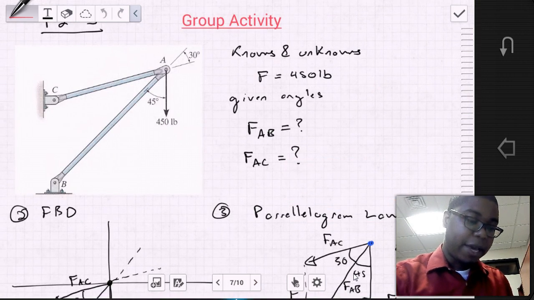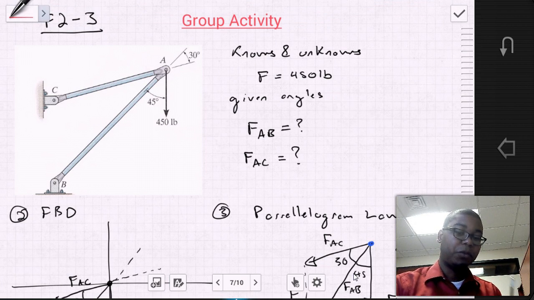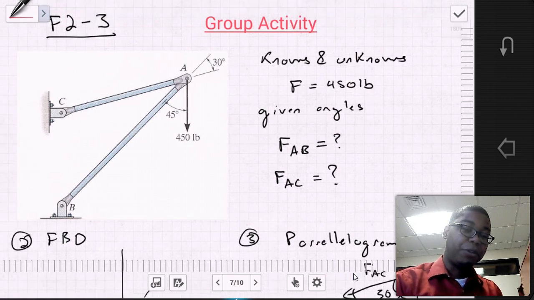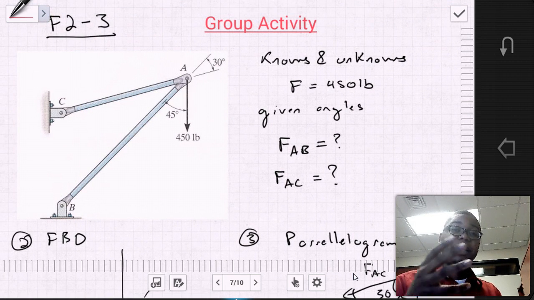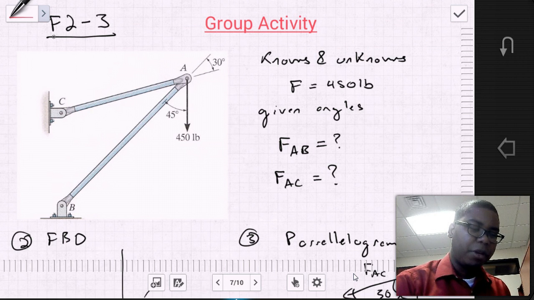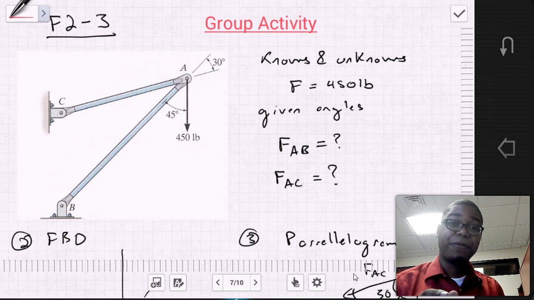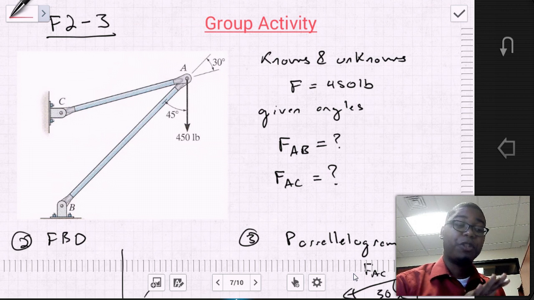So now this is the group activity that we should have done in class. Unfortunately, we didn't have enough time to do it. So what I want you guys to do is to take out a sheet of paper and attempt to do this problem. This problem is fundamental problem 2-3 in the book. So you should be able to see it in your book. Depending on the edition of the book, it may be a little bit different. So what you probably should do is just pause the video, and copy down this information, and then solve the problem.